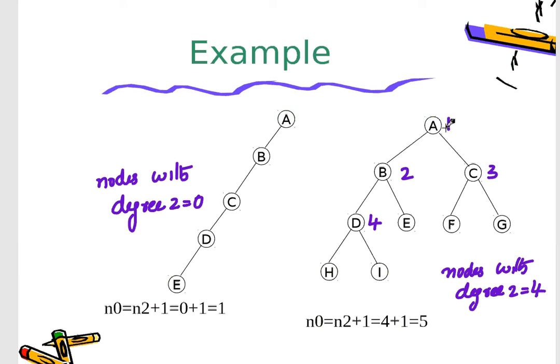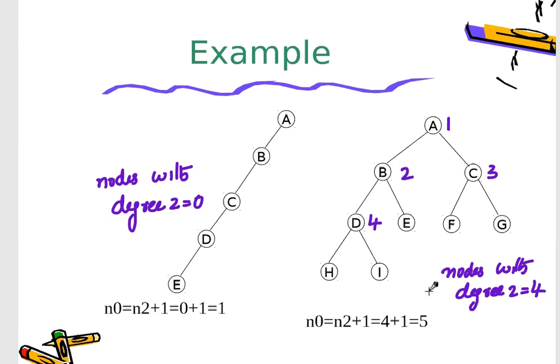And in this case, the number of leaf nodes is how much? 1, 2, 3, 4, 5. 5 are there. Now according to the rule, the number of nodes with degree 2: A has degree 2, B has degree 2, C and D. So the total is 4. So as per the property, n2 is 4, n2 plus 1, 4 plus 1, it is 5. So you can see here 1, 2, 3, 4, 5.